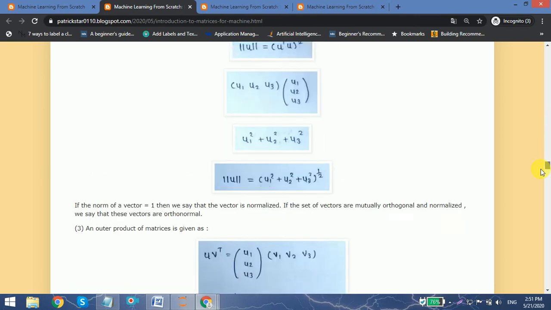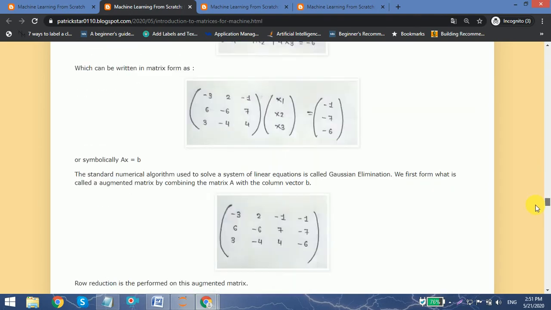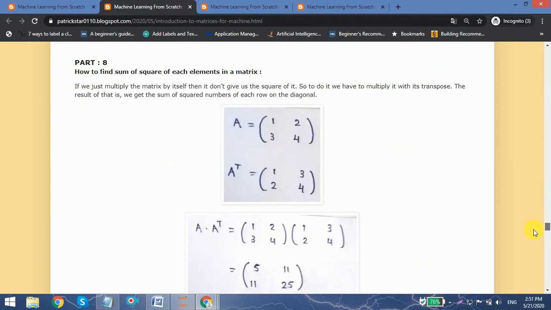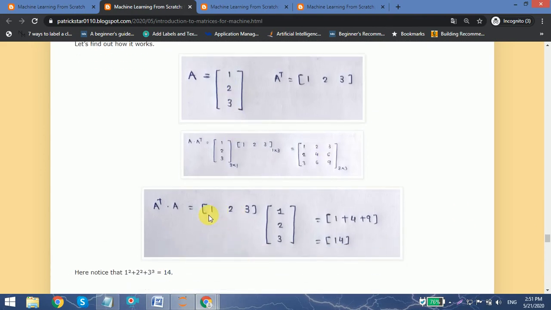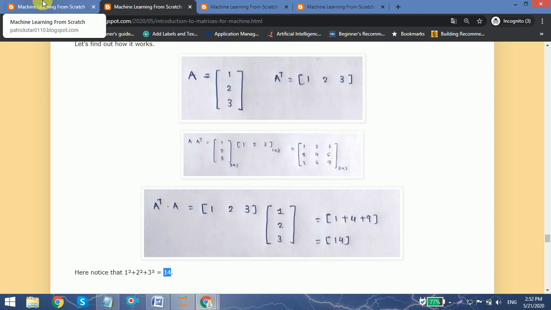Let me quickly grab it. This is the inverse, and here is how we square each of these numbers. Here you can see that the sum of the squares of each number is 1 squared plus 2 squared plus 3 squared, which equals 14. If we want the sum of each number's square, we first convert it to its transpose and multiply it with itself. Here you can see that the answer is 14, and our original answer was also 14.